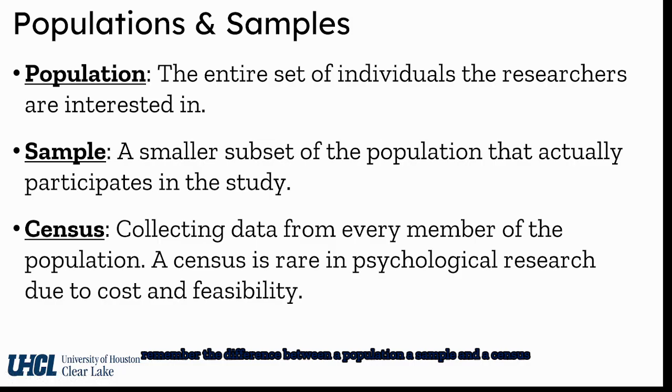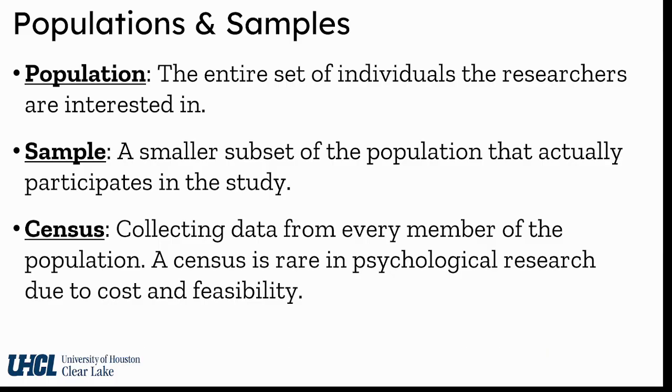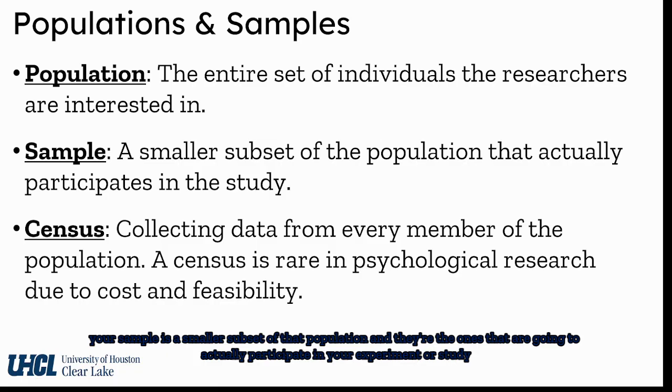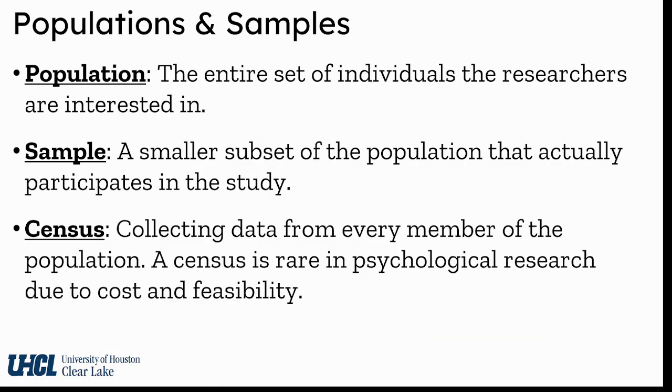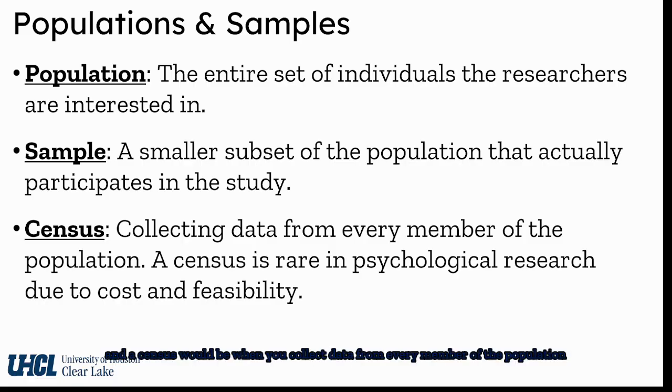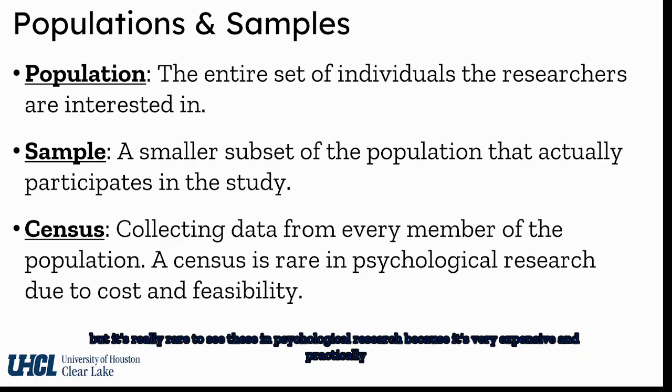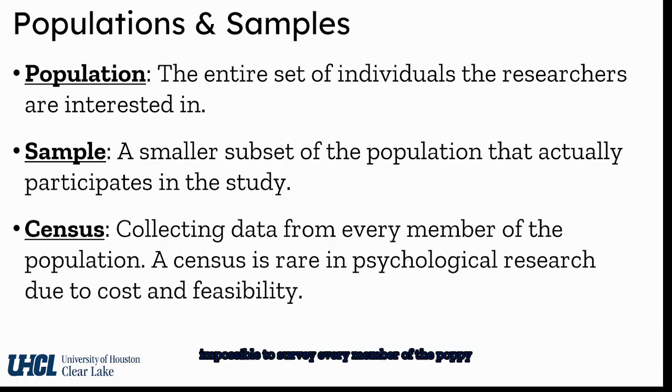Remember the difference between a population, a sample, and a census. The population of interest is the entire set of individuals that you're interested in studying. Your sample is a smaller subset of that population, and they're the ones that are going to actually participate in your experiment or study. And a census would be when you collect data from every member of the population. Now, we do this when we count the number of people in the United States through the census, but it's really rare to see these in psychological research because it's very expensive and practically impossible to survey every member of the population.